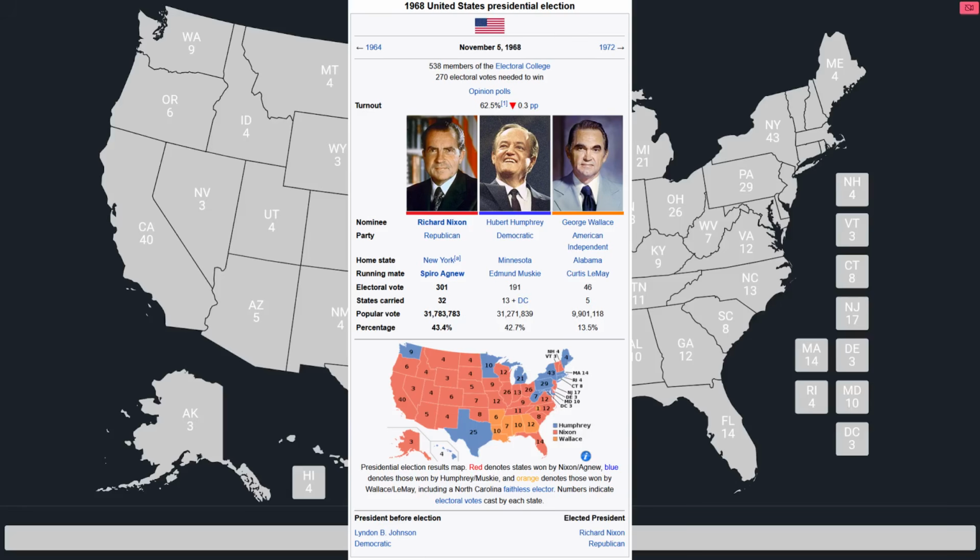So the difference between Nixon and Humphrey is 43.4 minus 42.7. That comes out to a 0.7% advantage for Nixon. So any state that voted for Nixon by more than 0.7% is going to be relatively redder. Any state that voted for Nixon by less than 0.7% or for Humphrey, that is going to be relatively bluer. And George Wallace is kind of just going to be on the side here. The states that he won is still going to just be between Nixon and Humphrey.